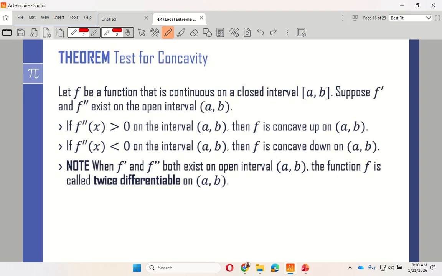Test for concavity. Let f be a function that is continuous on a closed interval. Suppose f prime and f double prime exist on the open interval a to b. F double prime is greater than 0. That means f double prime is going to be, what numbers are greater than 0? Very good, positive numbers. Okay, if f double prime is greater than 0, or positive numbers, on the interval here, then it is concave up.